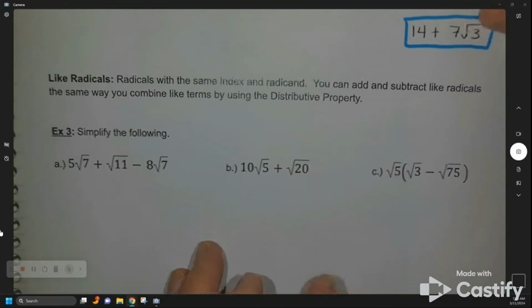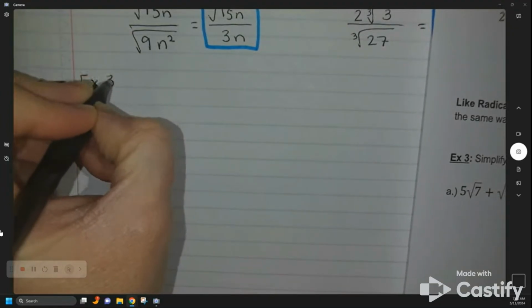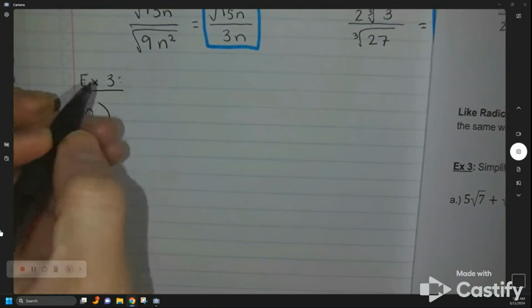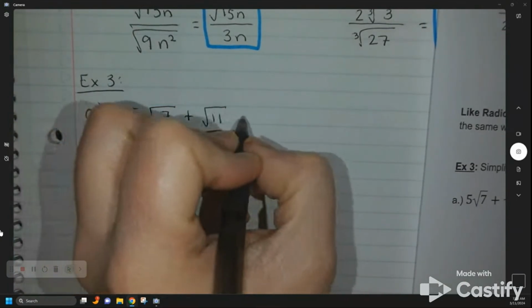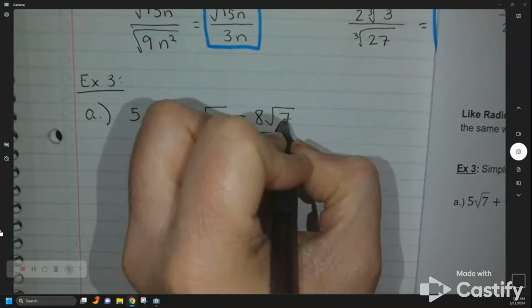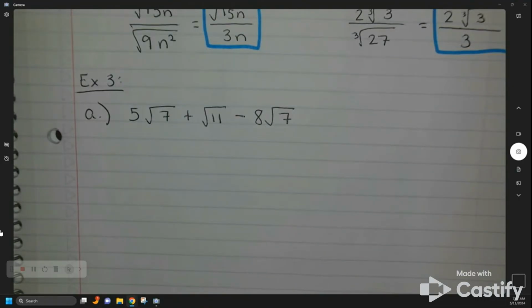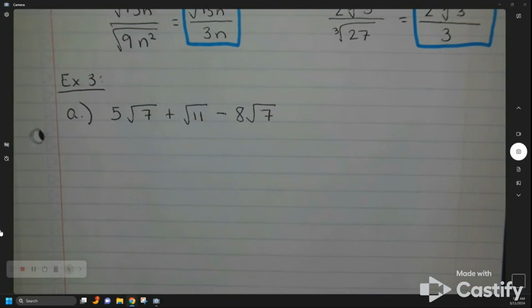So we have example 3, and we're going to do letter A first. So we have 5 times the square root of 7 plus the square root of 11 minus 8 times the square root of 7. So what I like to do sometimes is rearrange this to put the things that are similar together. Like when we used to rearrange our equations, put all the x's together, all the y's together. So we're going to do that here.